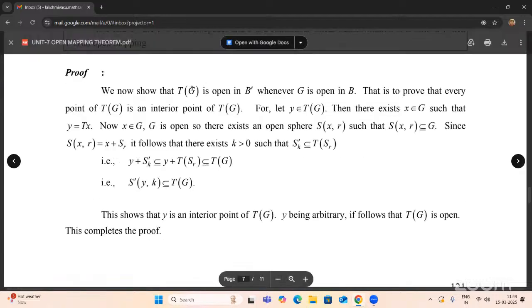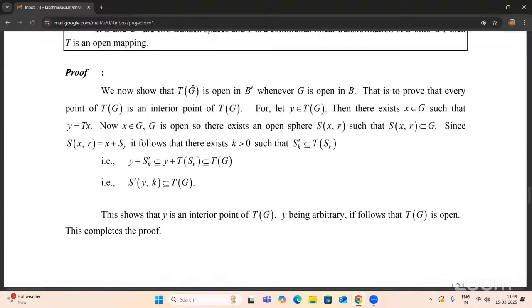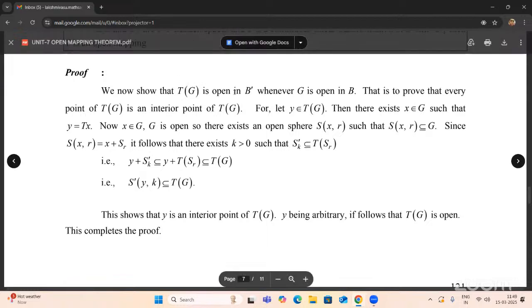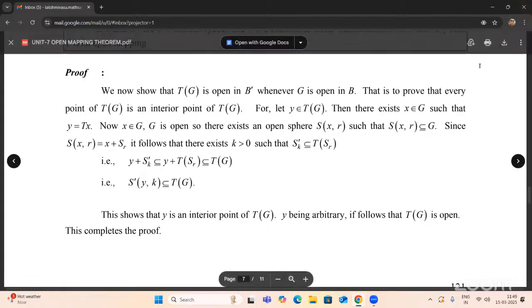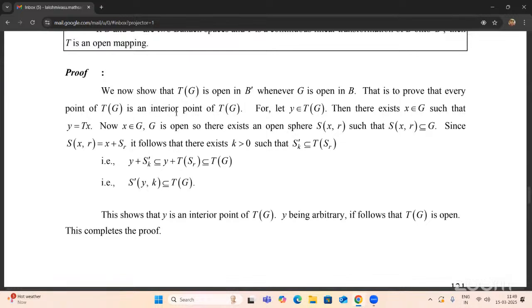So the image T of G is open in B dash whenever G is open. Open sets are denoted by capital G and closed sets by capital F. So T of G is open in B dash whenever G is open in B. We must prove that every point of T of G is an interior point of T of G, because open means it consists of neighborhoods of its points, that is, interior points.